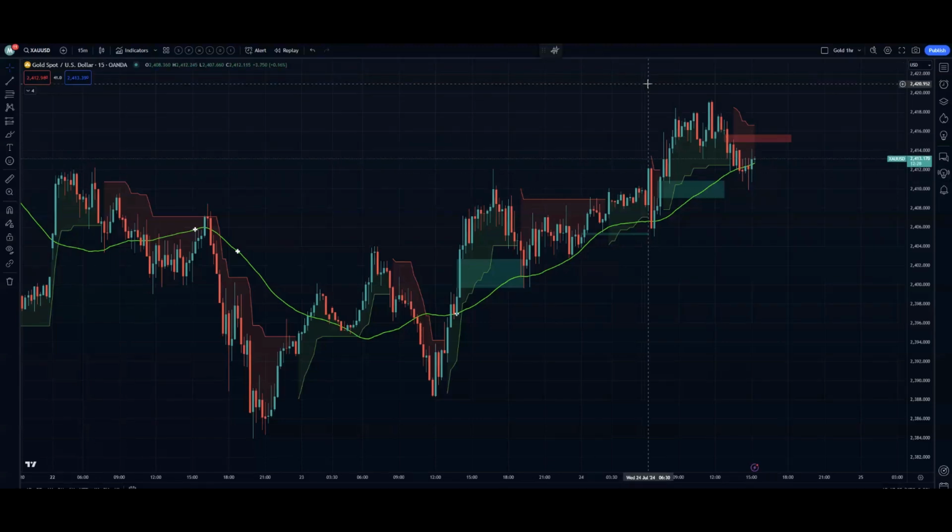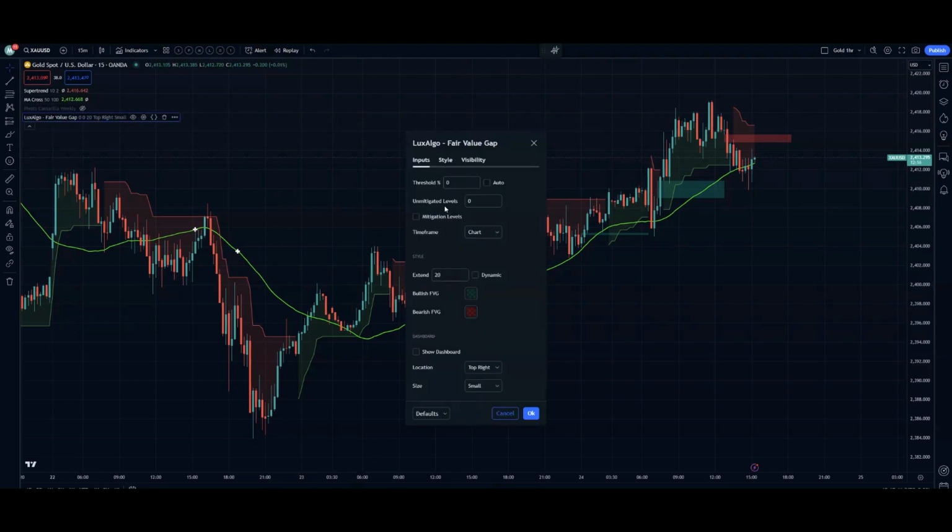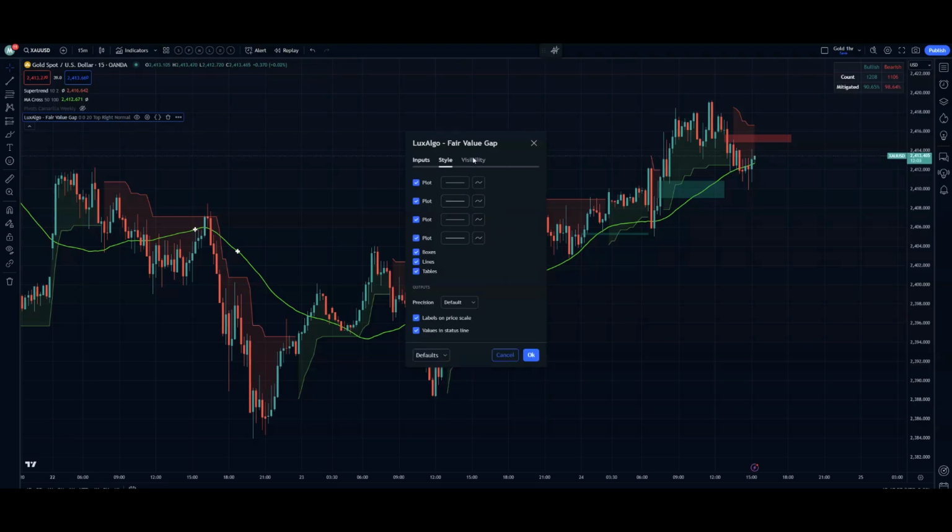Yeah, so this is the strategy we are discussing, both of them. This is Super Trend and 50 MA, and also we have the fair value gap printed as well. The settings are the same. We can show the dashboard here, top right corner as well. We can see the styles, we don't need to change. It's fine.